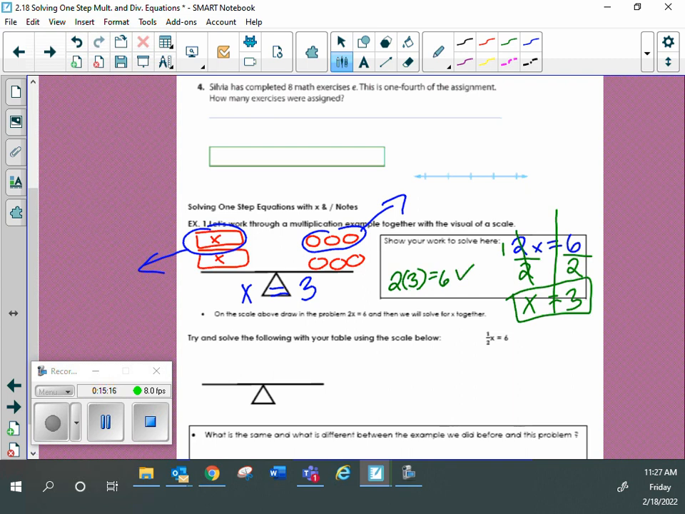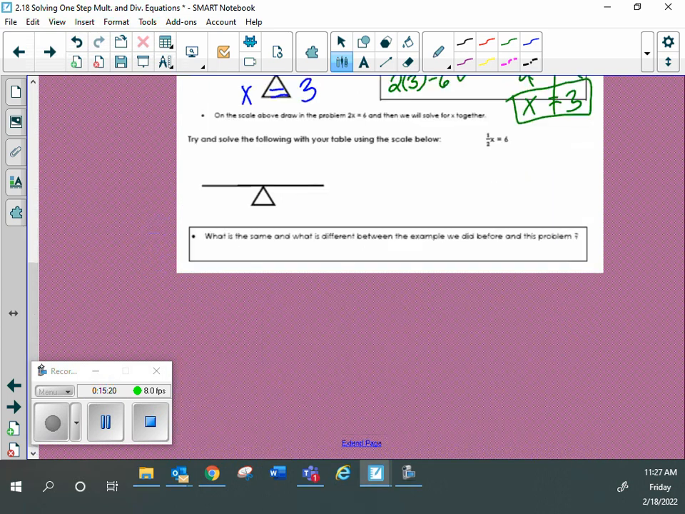Okay? I'm going to do one more, because what do we see? We see a fraction. Okay, here we go. Same process. Because we've been doing the same thing, we have a solid foundation. I need to put 1/2 of x on one side and 6 on the other. I got 6. Let's do 1, 2, 3, 4, 5, 6.